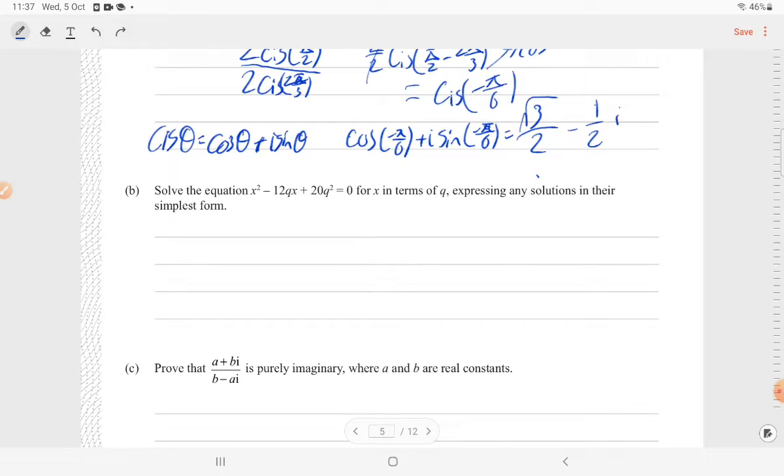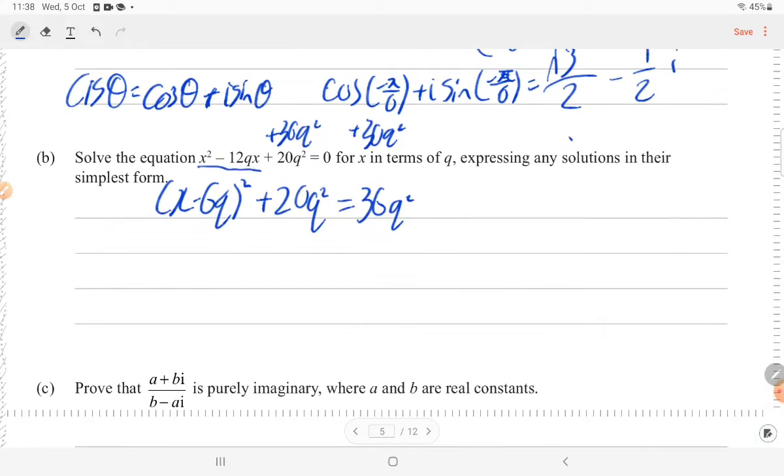Solve the equation x squared take away 12qx plus 20q squared equals 0, expressing the solutions in their simplest form. So we want to form a perfect square with x squared take away 12qx. So we want to form (x minus 6q) all squared. So to form this, we need to add 36q squared to both sides. So (x minus 6q) squared plus 20q squared is equal to 36q squared.